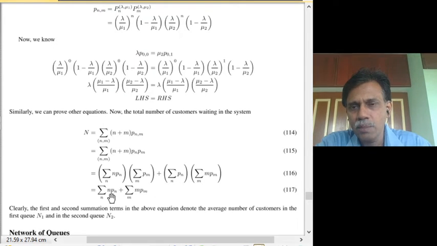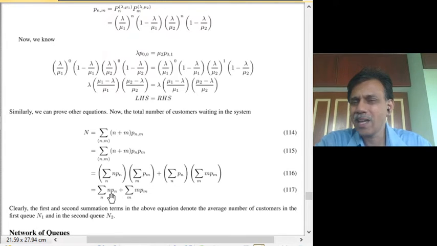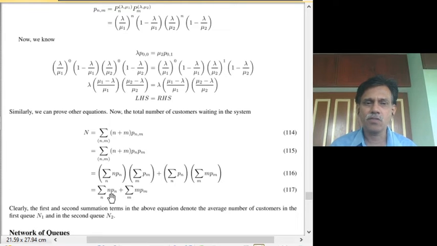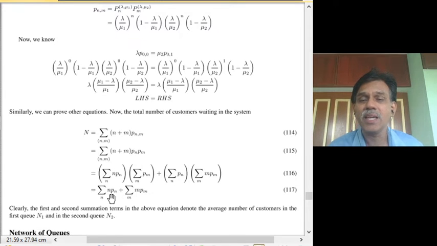So if you have a tandem of two queues, the average number of customers in the entire queuing system is the sum of the average number of customers in each queue in the sequence. You can extend it even if you have a tandem of n queues, many queues, 10 queues. The average number of customers in the entire queuing system is the sum of the averages. Okay. So this is for a sequence of queues.